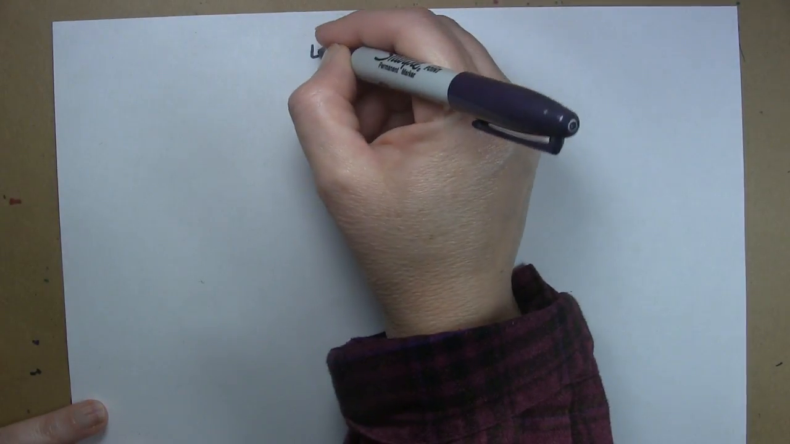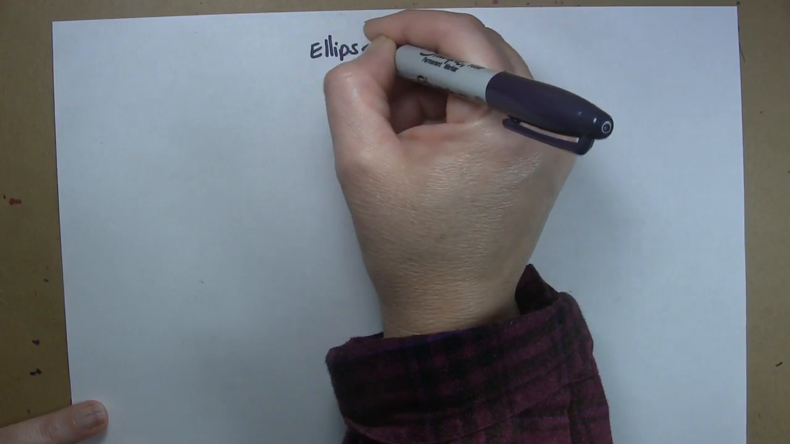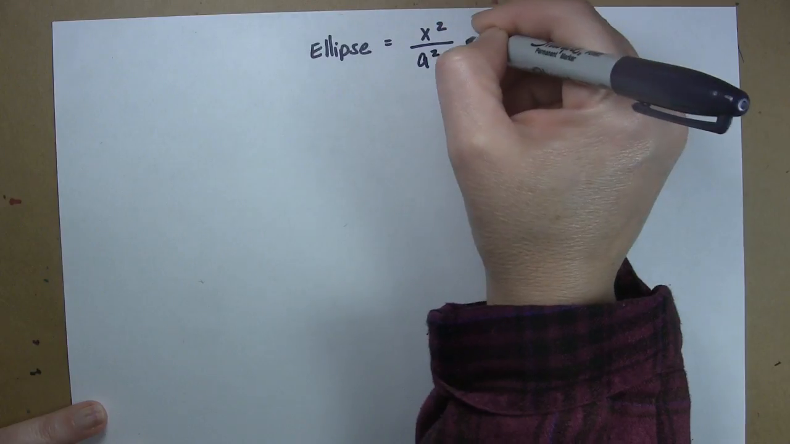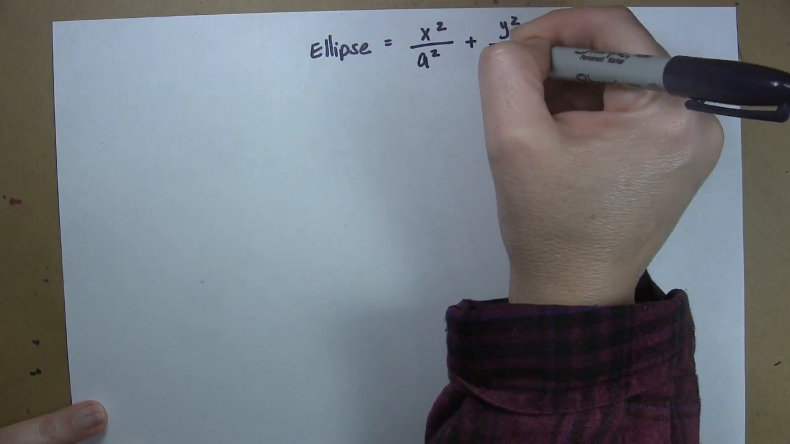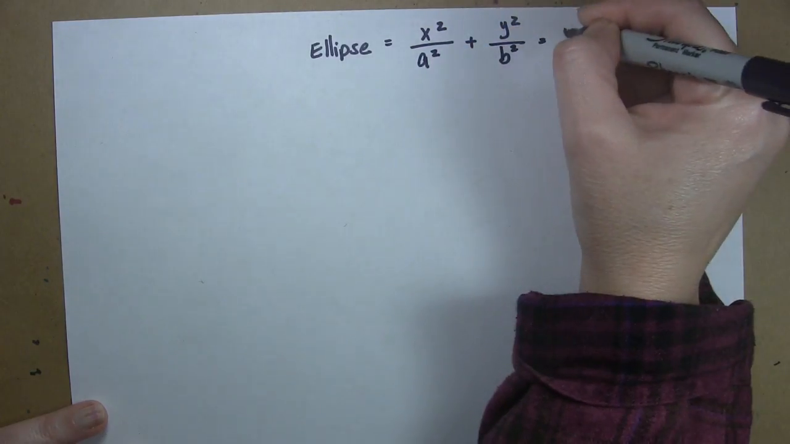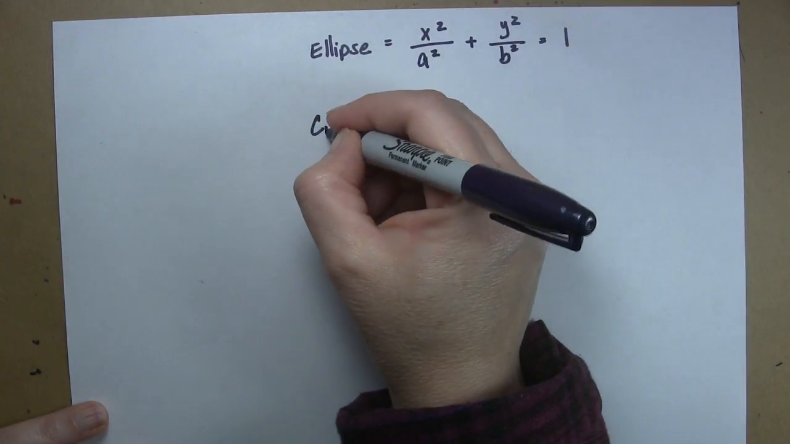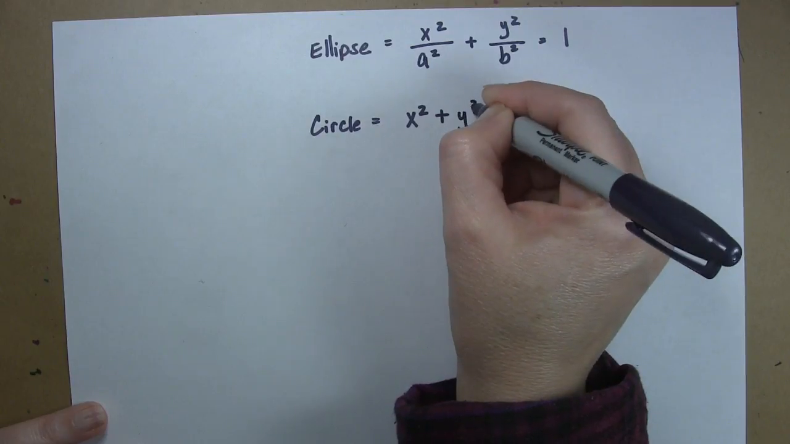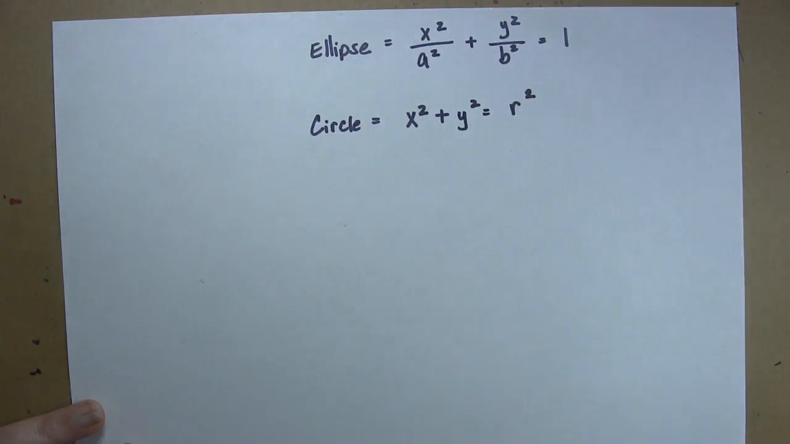Okay, now I do want to explain to you how the circle equation is related to the ellipse equation. So remember that the ellipse equation is what? Well, it's x squared over a squared plus y squared over b squared equals 1. The circle equation is x squared plus y squared equals r squared. Okay?